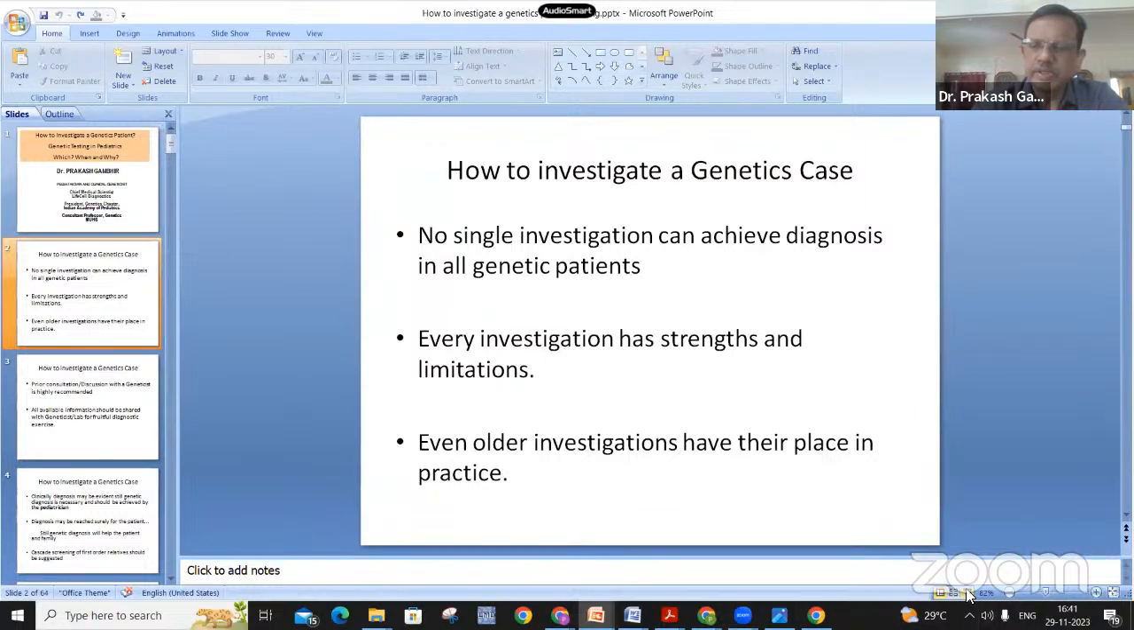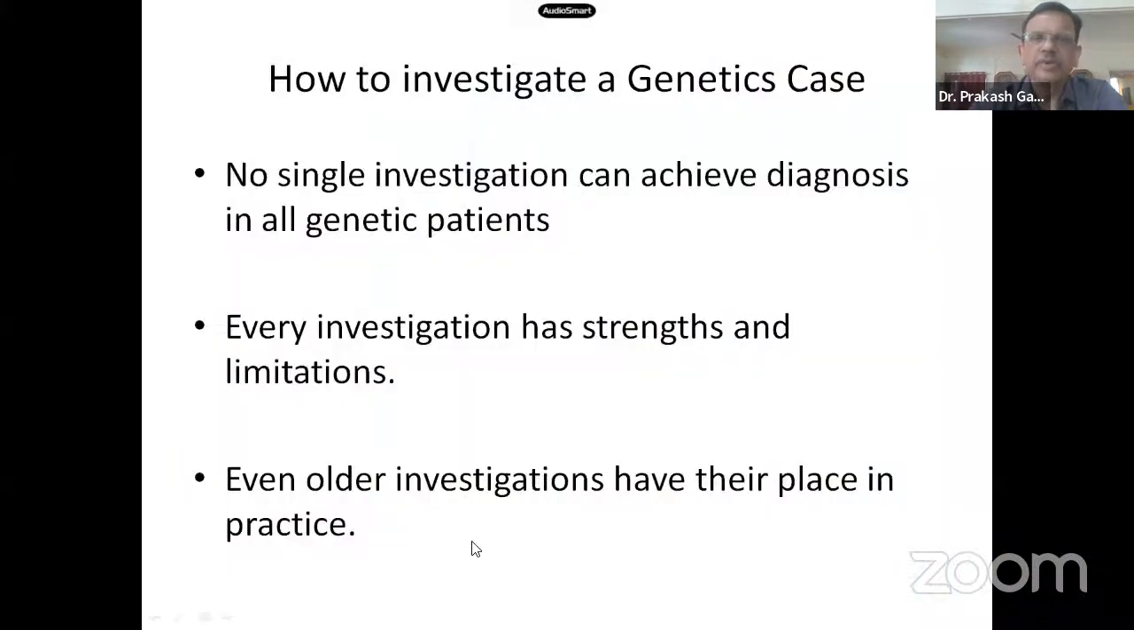So I'll just begin by what genetics techniques don't do. And this is because there are so many techniques that are there and everybody knows about the Human Genome Project and genome sequencing and other things.